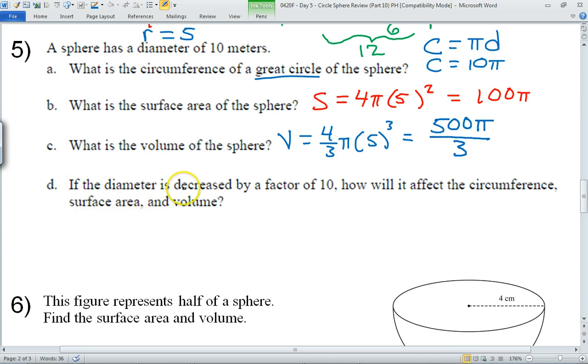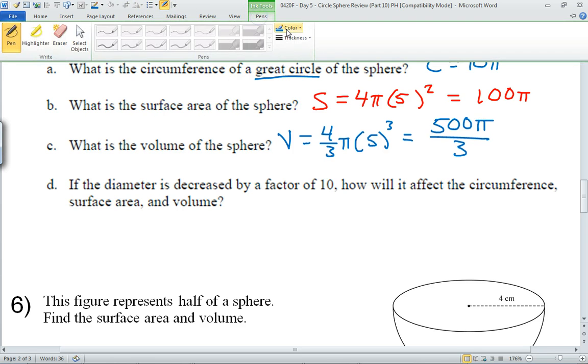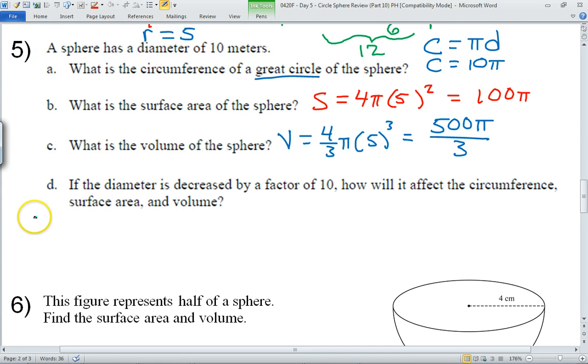If the diameter of the sphere is decreased by a factor of 10, how will it affect the circumference, the surface area, the volume? Well, this is like one of those problems that we did on the other review sheet, where we always do three things together. We look at what happens to the length, we look at what happens to the area, and we look at what happens to the volume. Let's see.